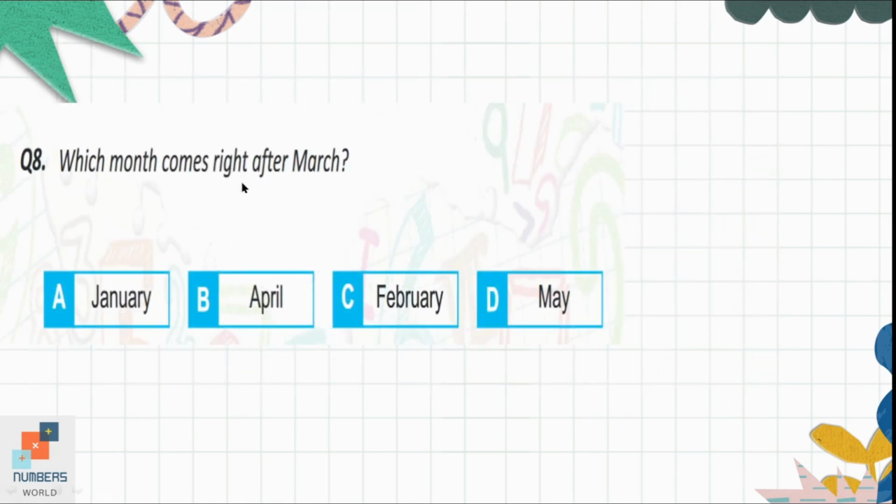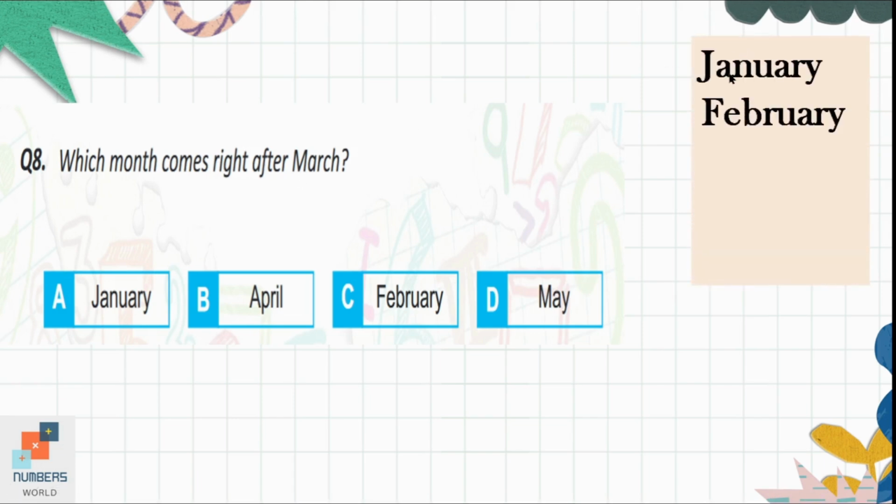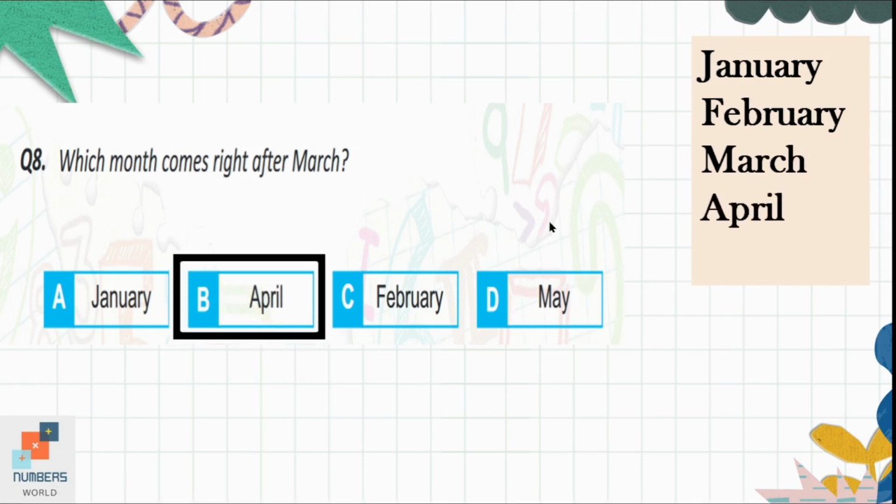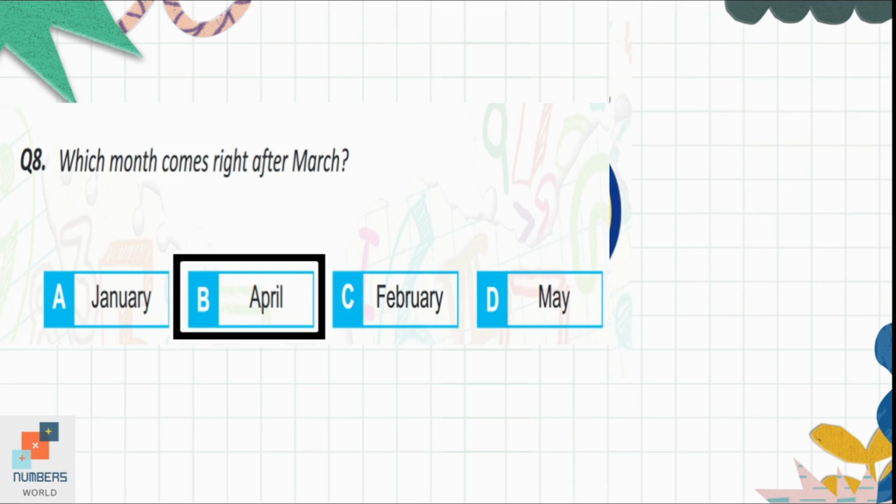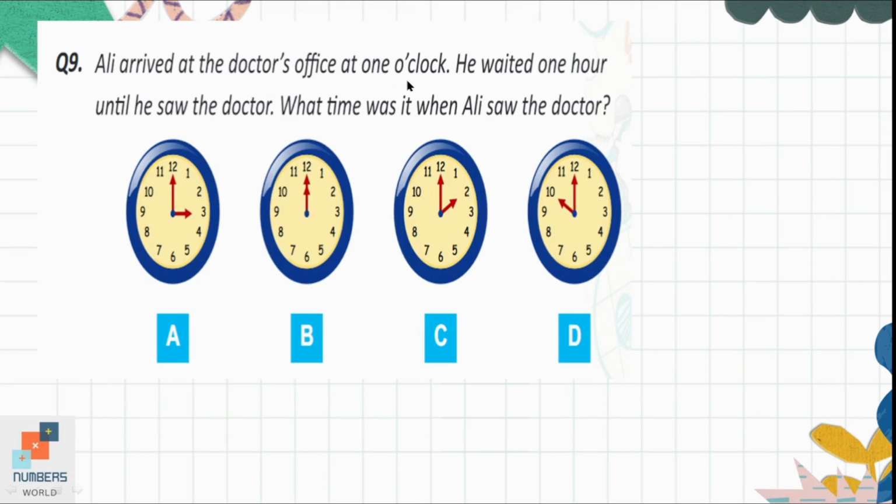Question number 8, which month comes right after March? So let's see. January, February, March, and then we have April. So option B is the correct one. April comes after March.